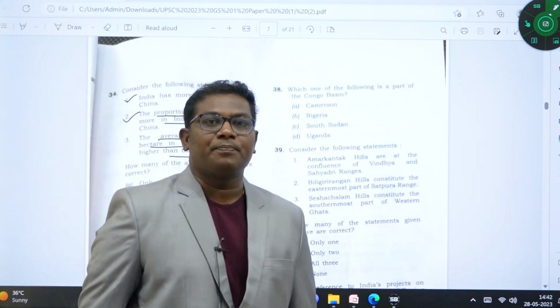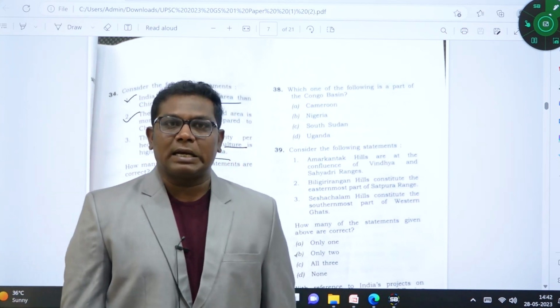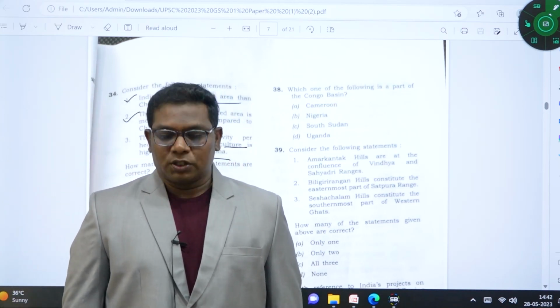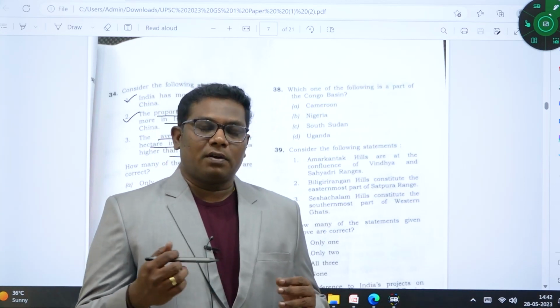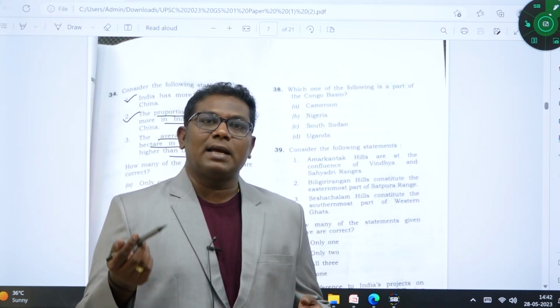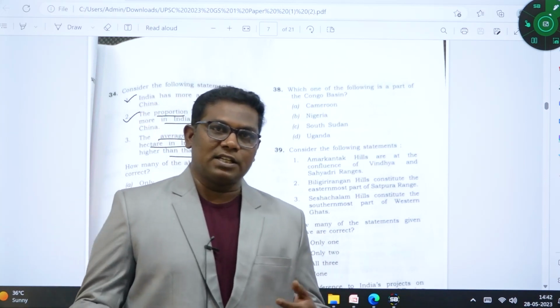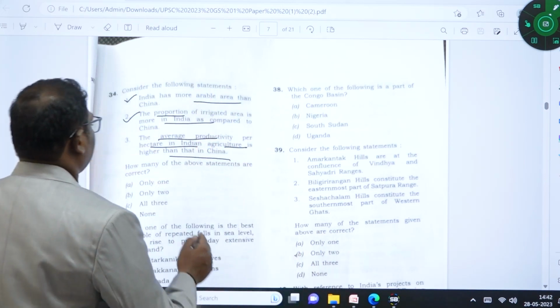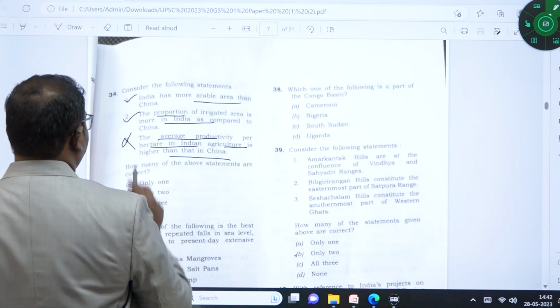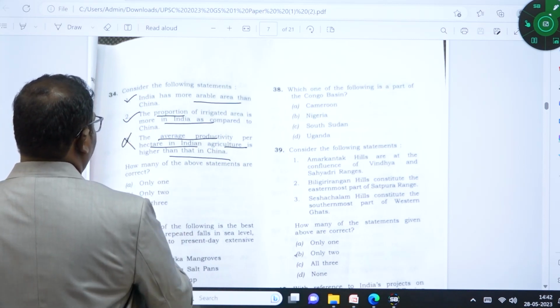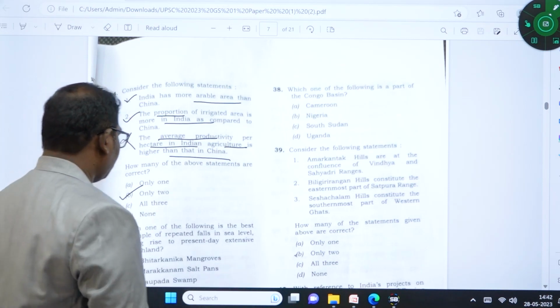This was a wrong statement. One of the major problems faced by Indian agriculture is less productivity. In China, per hectare yield is roughly 4.5 ton, and in case of India, that is roughly ranging from 2 to 2.5 ton per hectare. So, that's why eliminating statement 3. And only 2 pairs are matching here, that is only 2.